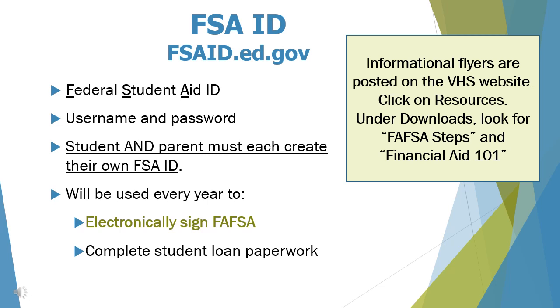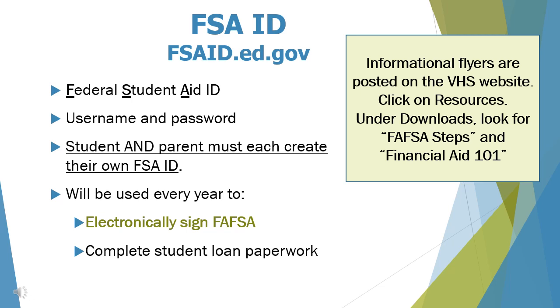A FAFSA Steps flyer is also posted on the VHS website. Click on Resources and look under Downloads. The FSA ID is the first step in completing the FAFSA. Both the student and one parent must create separate FSA IDs. The FSA ID allows the student and the parent to sign the FAFSA electronically. It can also be used to sign student loan applications and access financial aid information.